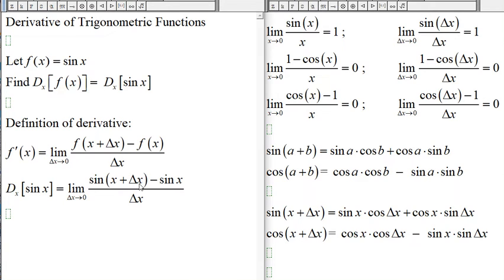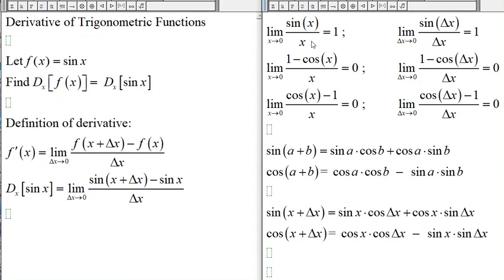And so the derivative of sine of x, by definition, in the place of x, we would put x plus delta x. So it would be sine of x plus delta x minus sine of x, divided by delta x. So f of x is sine of x, and so f of x plus delta x will be sine of x plus delta x.